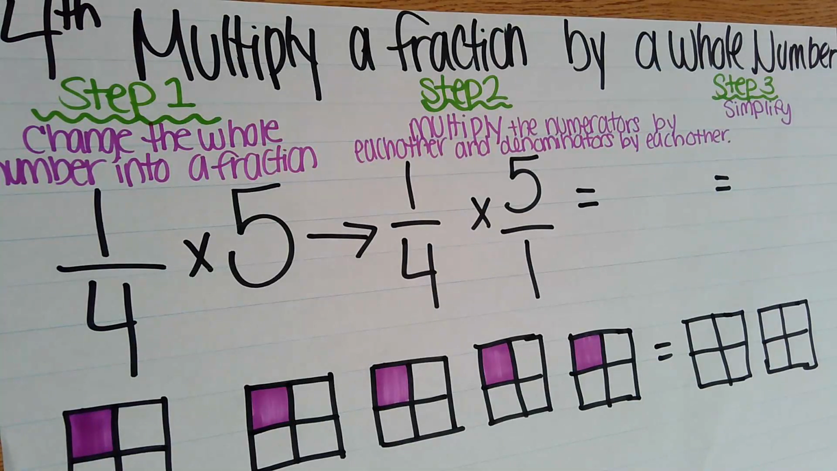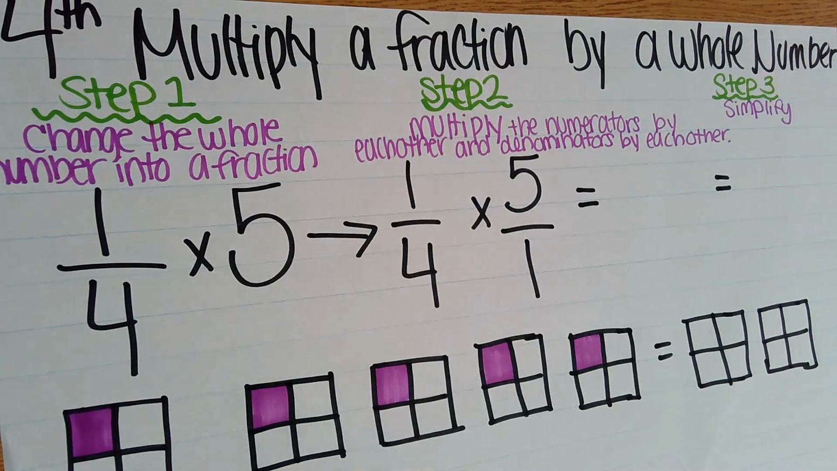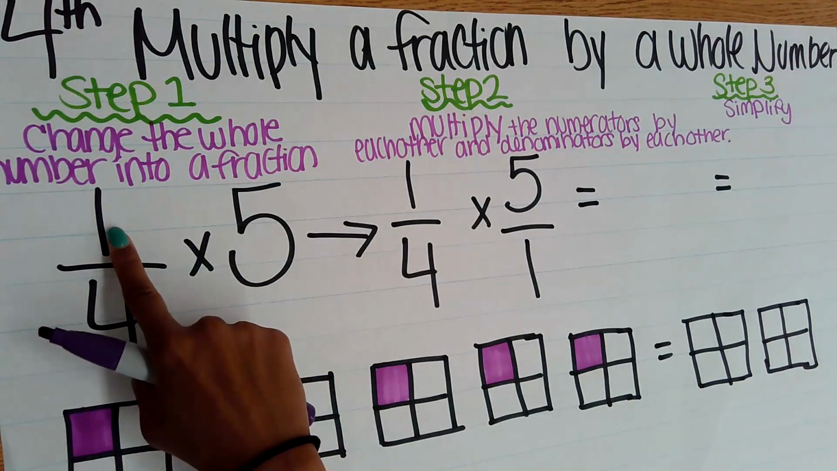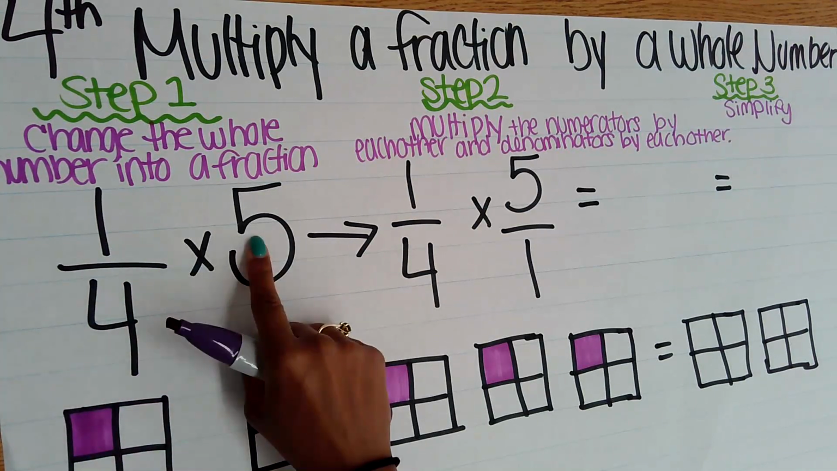When we get to multiplying fractions in fourth grade, we are focusing on a fraction being multiplied by a whole number. So there are 3 steps to follow when we take a fraction and we multiply it by a whole number. We start with our first example, 1 over 4 times 5.